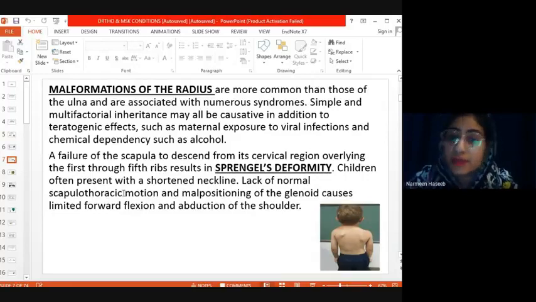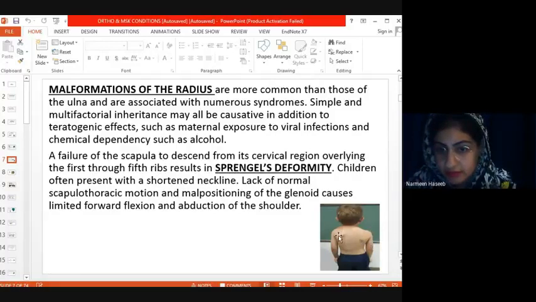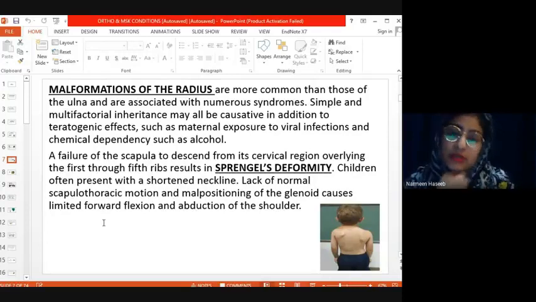This is the failure of the scapula to descend from its cervical region overlying the first through fifth ribs. You can see over here, this is the failure of the scapula to descend from the cervical region. Children often present with a shortened neckline, lack of normal scapulothoracic motion, and malpositioning of the scapula, which causes limited forward flexion and abduction of the shoulder. So it is very obvious that when there is malalignment of the scapula, the neckline will be shortened and there will be a lack of scapulothoracic motion, which is going to limit the forward flexion and the abduction of the shoulder.